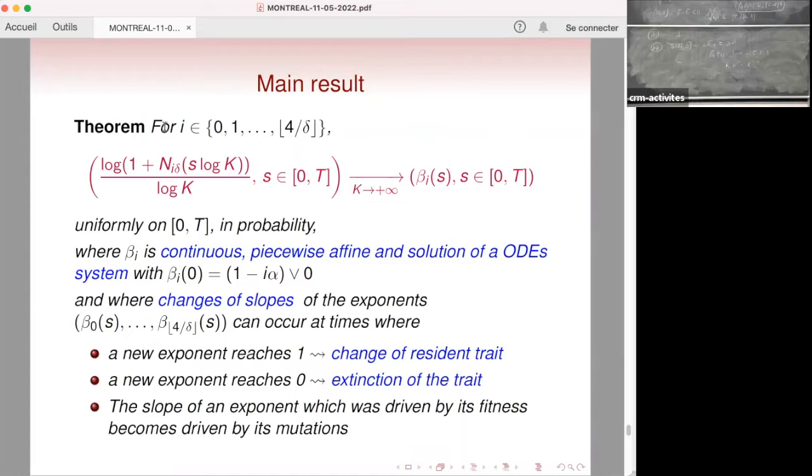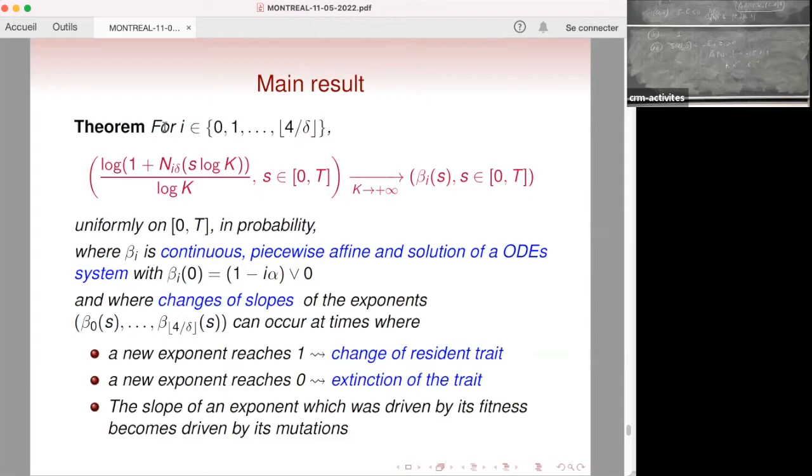And as we have seen, we can have a change of slope for the exponent when a new exponent attains 0. So, okay, that gives you a resident population. Or when an exponent reaches 0, that gives extinction, as we have seen in the second simulation. Or the slope, as we have seen in the second lemma, the slope of an exponent which was driven by the fitness can change and then be driven by the mutation property. The proof is essentially to follow what I explained for three traits, but some parts are technical, but the idea is here.